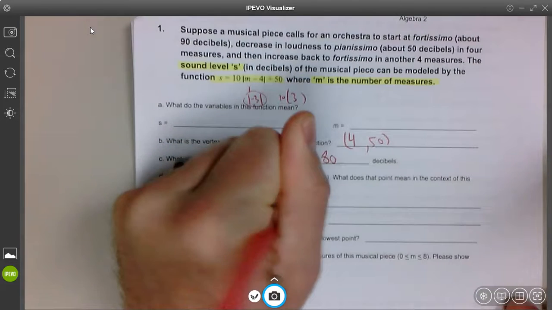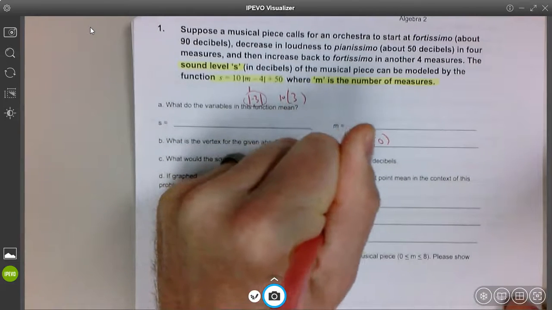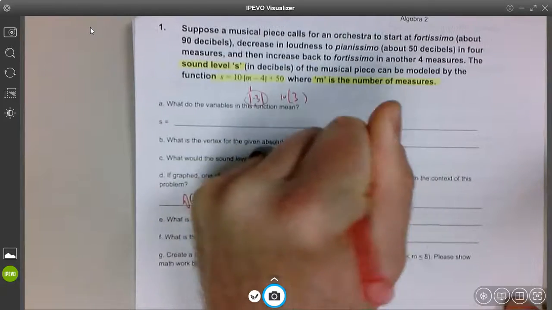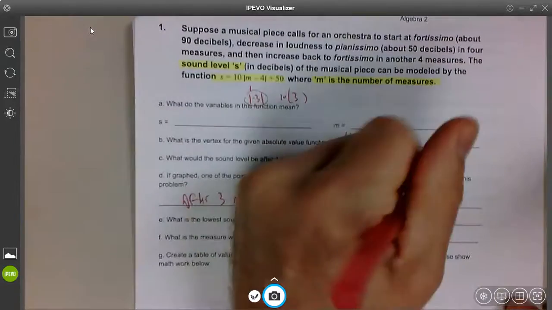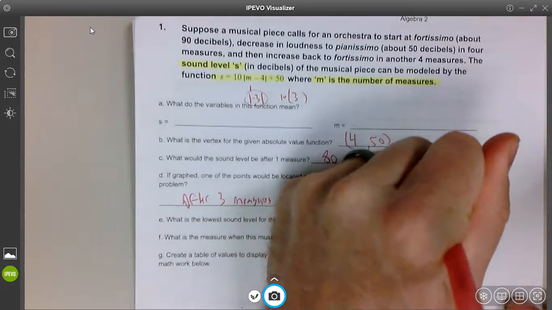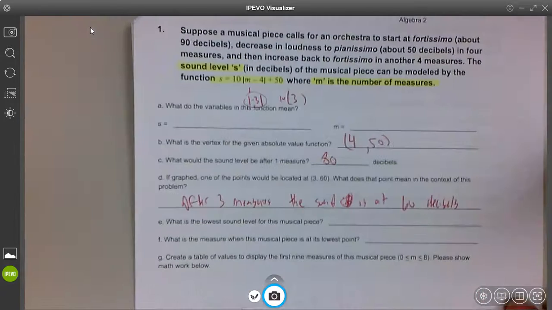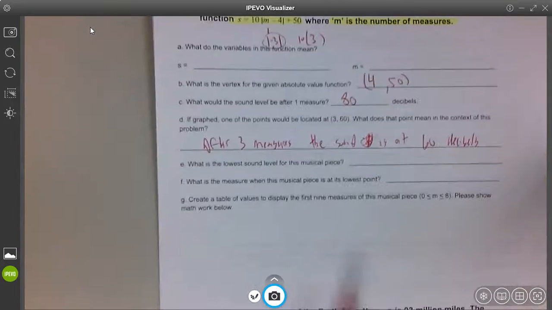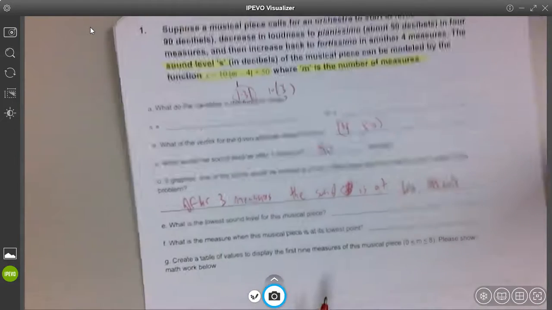measures, the sound is, bad handwriting, at 60 decibels. Easy. Just in the context of the problem, what do each number mean? What are their units?